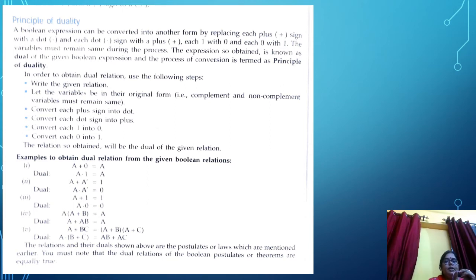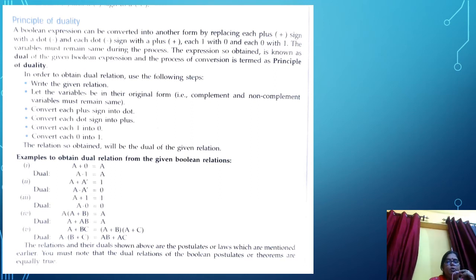See what steps you are going to have to follow. First, write the given relation. Now, let the variables be in their original form. As I have told you previously, original form means their complements are not going to be disturbed. They are going to be the same. Convert each plus sign into dot, each dot into plus sign, each 1 will be converted into 0, and each 0 will be converted into 1. It is very easy to understand and very interesting to work on. See how we are going to do this.